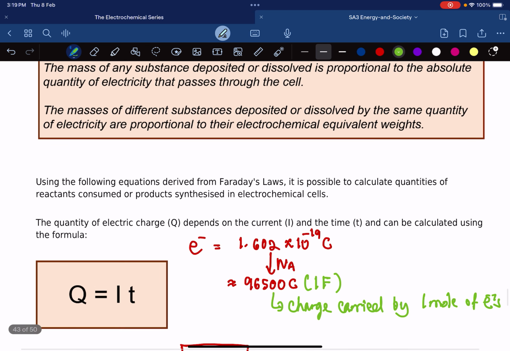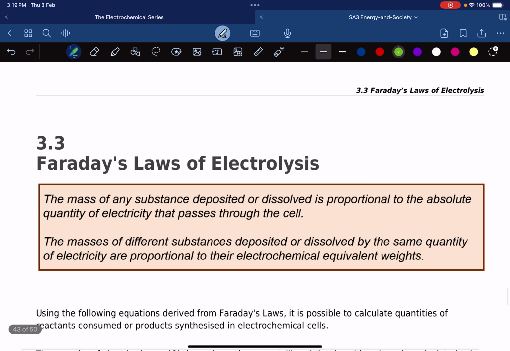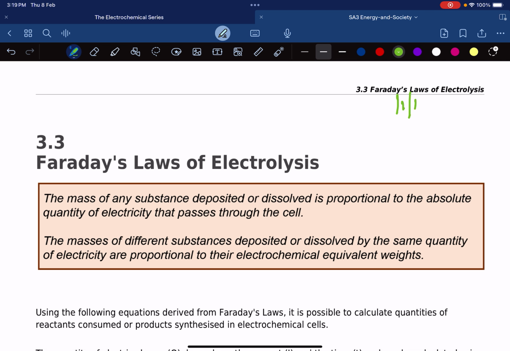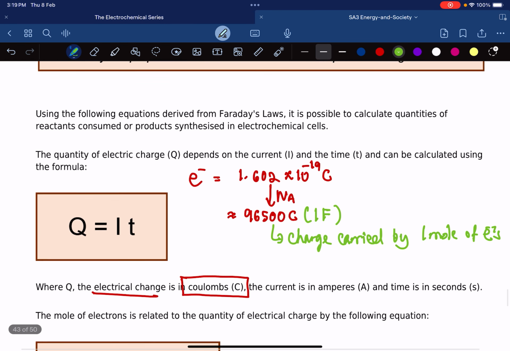So let's say you have a circuit, and let's say this is a light bulb. When electrons are moving through the circuit, let's say 1 mole of electrons are moving through the circuit, we say 96,500 coulombs of electrical charge is going through the circuit. That's what it is.